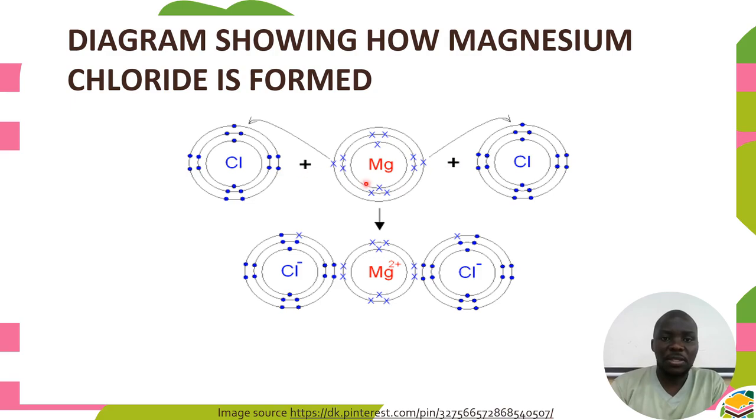This positive charge is for magnesium, and chlorine becomes negatively charged. As you can see inside here, we have negative charge, negative charge. So these are oppositely charged. Here we have positive, here we have negative, get attracted and form a bond.